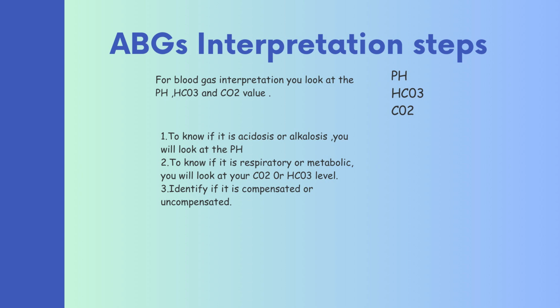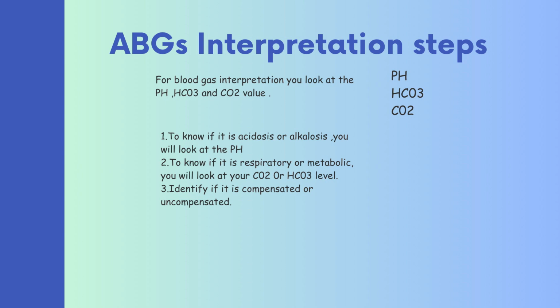Now, the steps in interpreting blood gases. After identifying whether it is acidosis or alkalosis by looking at the pH, the next step is to check if it is a metabolic or respiratory problem. And then you check if it is compensated or uncompensated.